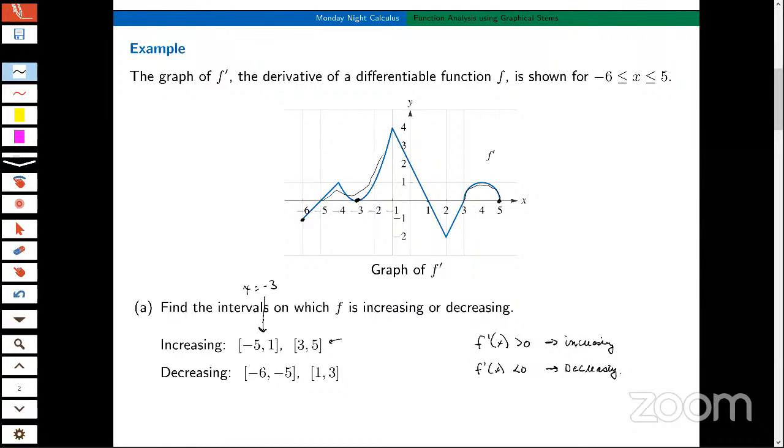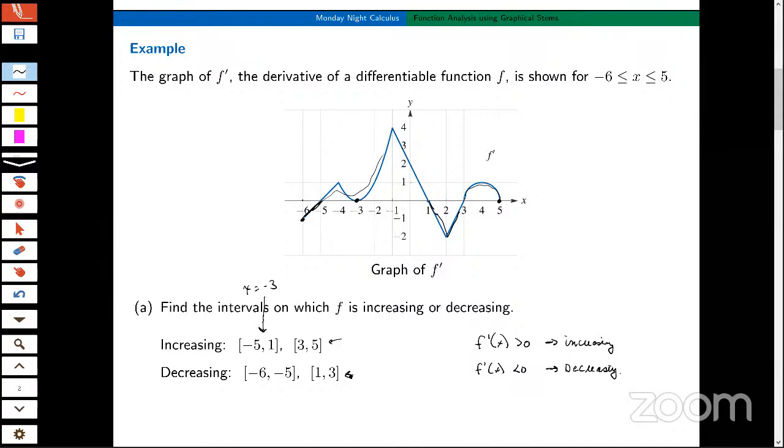So let's see, where is f decreasing? Well, I'm going to take a look at this graph up here. And where is f prime less than 0? Well, let's see, between -6 and -5. And I guess from 1 to 3. And again, I'm going to use closed intervals there.